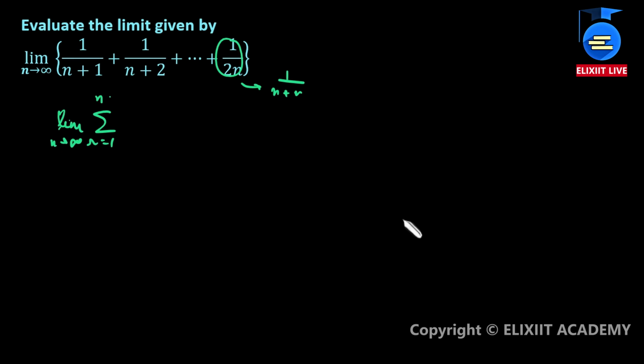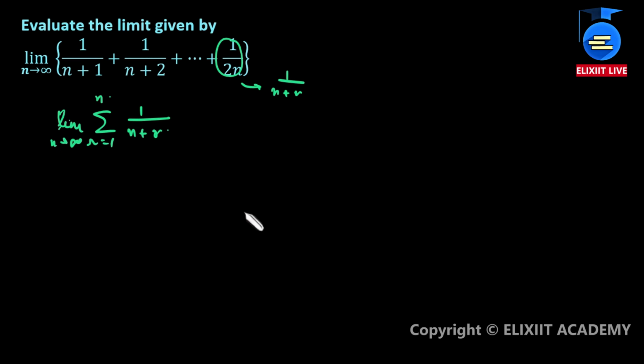So here I can write this as the summation from r equals 1 to n, and this is basically the function 1 upon n plus r. You put r equals 1, so here we have 1 upon n plus 1. You put r equals 2, you will have 1 upon n plus 2, and so on. You put r equals n, you will have 1 upon n plus n. So that's 1 upon 2n basically.